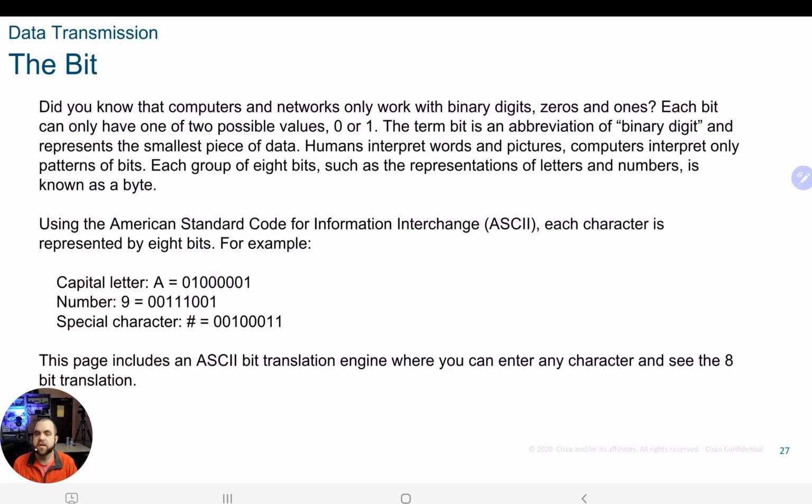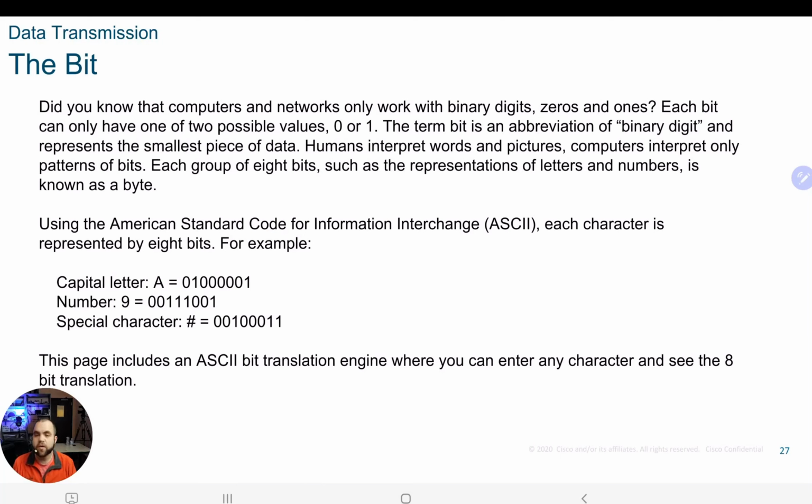So you can see here the capital letter A is equal to 0, 1, 0, 0, 0, 0, 0, 1. The number 9 is 0, 0, 1, 1, 1, 0, 0, 1. And then the special character, which is a hash sign, is 0, 0, 1, 0, 0, 0, 1, 1. So this will actually translate from those characters that we're used to writing and typing. And if it's in ASCII, you can convert it to zeros and ones in order to translate it to something the computer can understand.